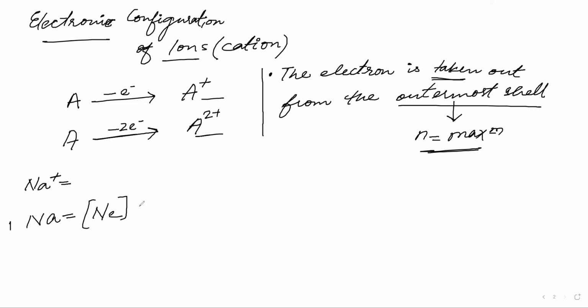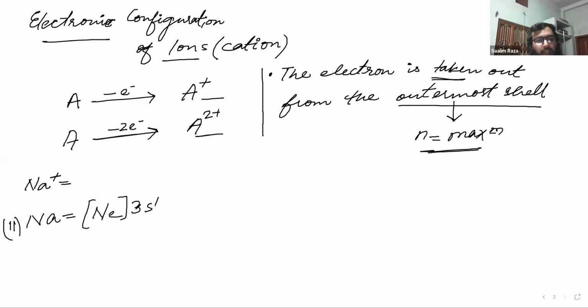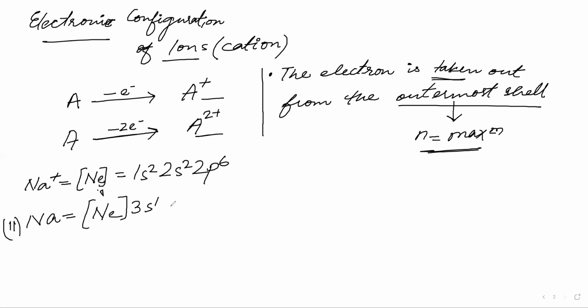Right, because the sole purpose of giving electrons is to establish an inert gas state. Then after neon, what should I write for Na, that is 11? Not for sodium plus, for Na. So Na will be 3s1, right? So Na plus, we will remove this 3s1, and you will write Ne. But you cannot write just Ne, you have to expand it now. How will you write it? 1s2, 2s2, 2p6, right?